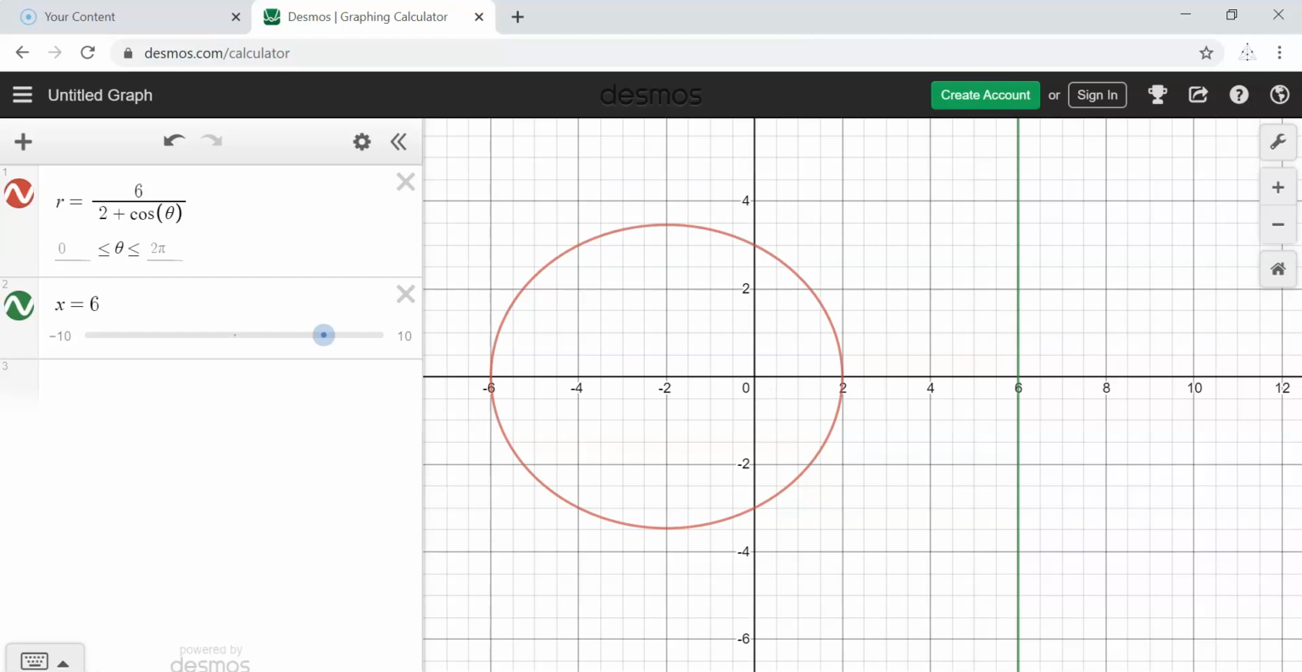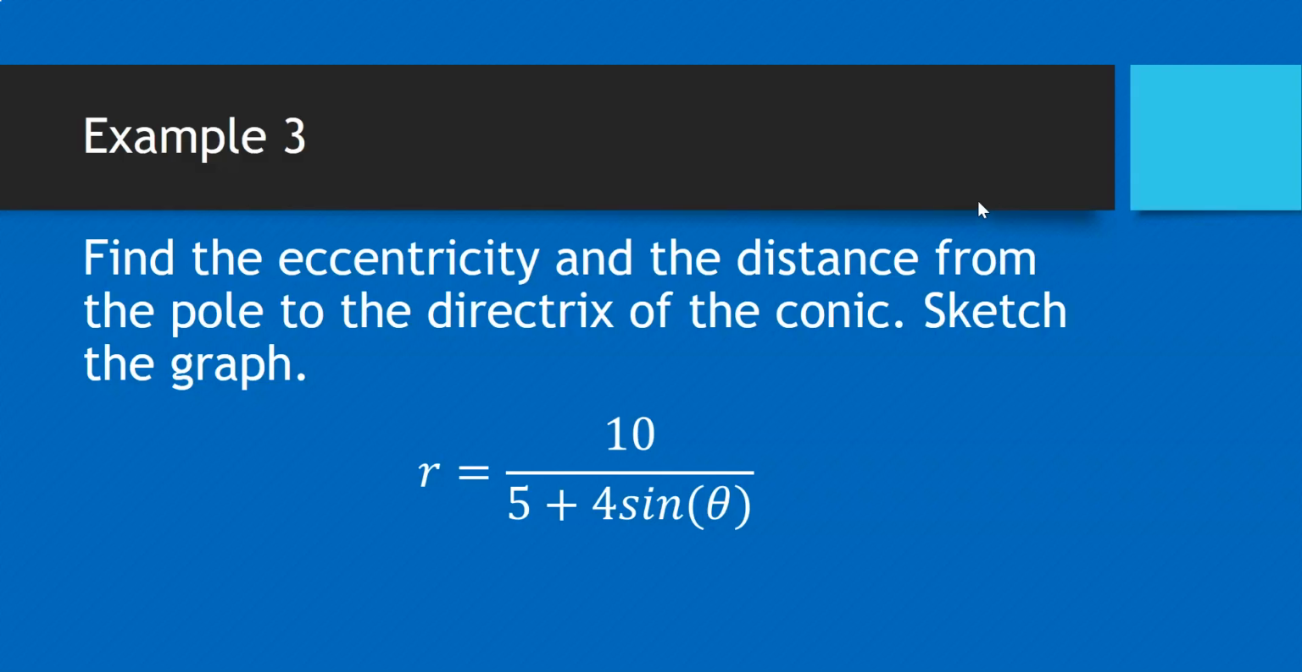Interestingly enough, I'd like you to push pause on this video and try to do the next one. Same thing: use some algebraic manipulation, find the eccentricity, the distance from the pole to the directrix, and then sketch the graph.